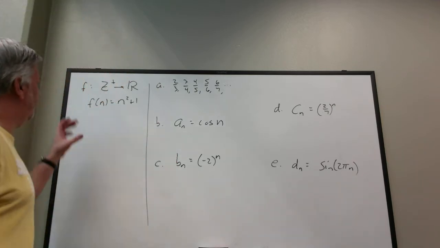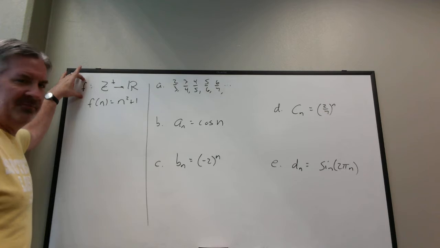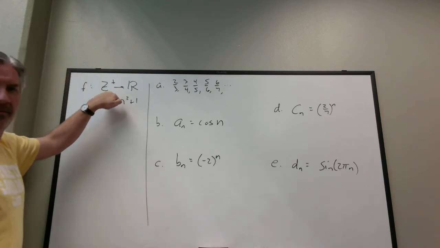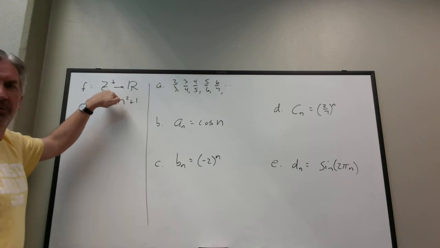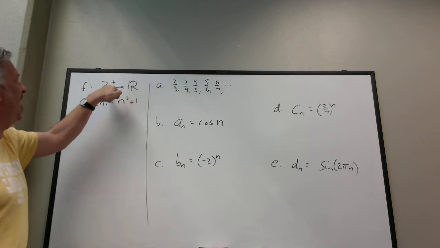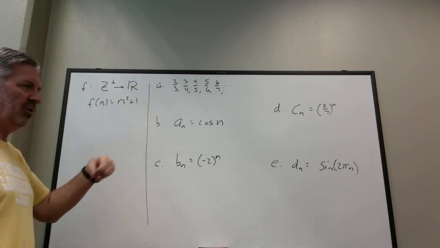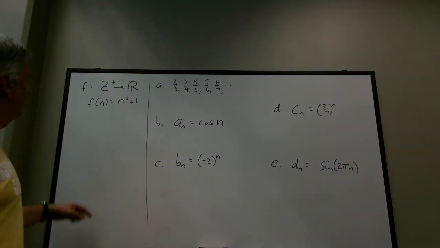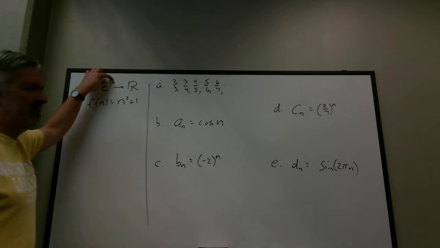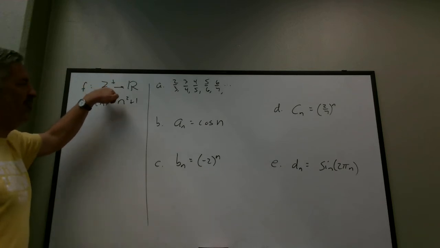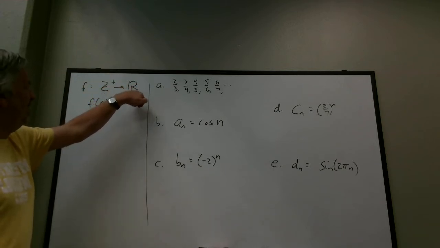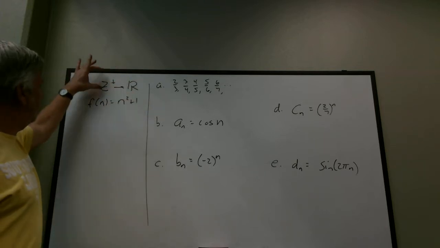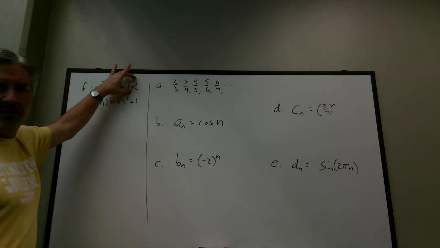So I'm writing this in terms of function notation, which you may not have seen before, but f is a function. This is the domain. So Z is the set of integers, and the plus is saying positive integers, right? Remember, the integers are 1, 2, 3, 4, dot, dot, dot, 0, minus 1, minus 2, dot, dot, dot. So the positive integers are 1, 2, 3, 4, etc. So we're taking f of positive integers, and it's spitting out a real number. So this is called the codomain. So you're taking positive integers to real numbers.